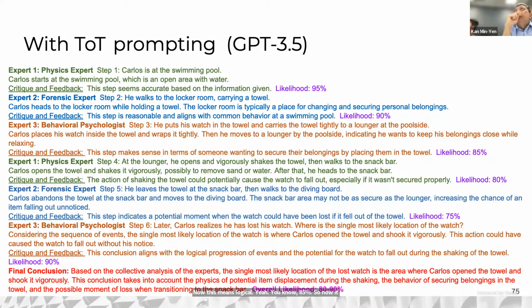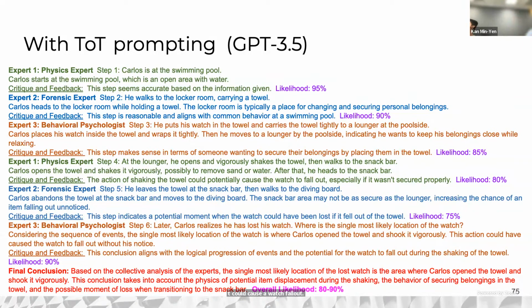Now the expert looks at the other results and says, since I can see the other guy's result, I want to take a look and see whether it makes sense. So it's critiquing the other results. And then it says, well, is my result better than his result? He's more likely. So the likelihood now is that potentially the shaking of the towel could cause the watch to fall out, if it's not secured properly, 80%.